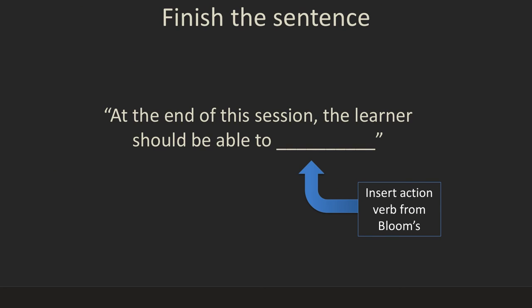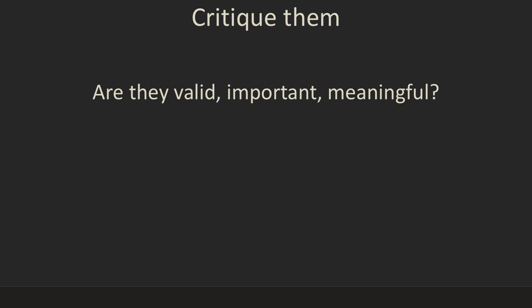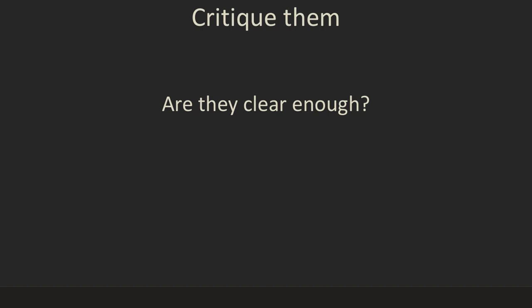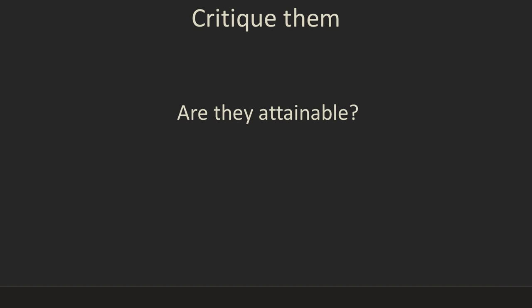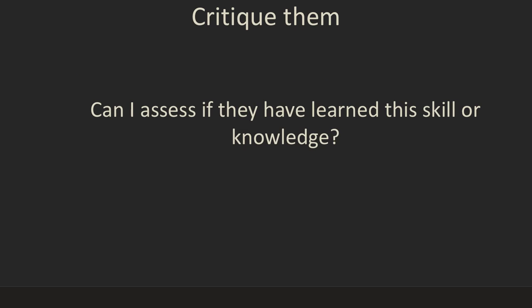Learning objectives can be thought of as broadly having this framework. So at the end of the session, the learner should be able to add your active verb. You want to include the setting, so they're as specific as possible. Your learning objectives want to relate to information that they actually need to know. Are they clear enough? Do the learners know what they should be able to do by the end of the session? Can you reasonably attain these objectives in the time and setting available? They have to be targeted appropriately to the specific learner group or groups that you're teaching. And finally, can you at least theoretically assess whether they learned this skill or knowledge?